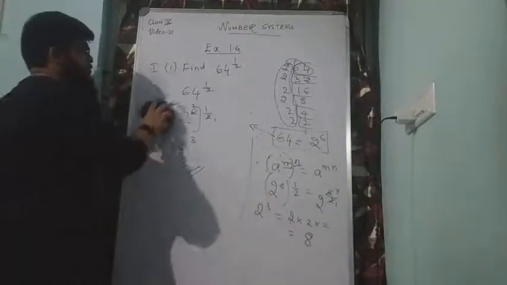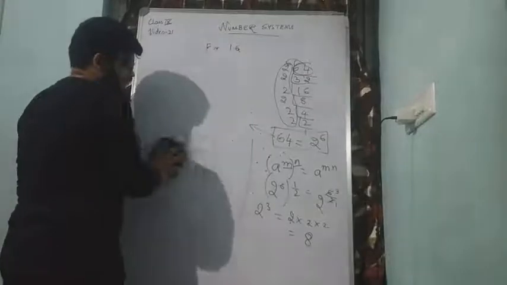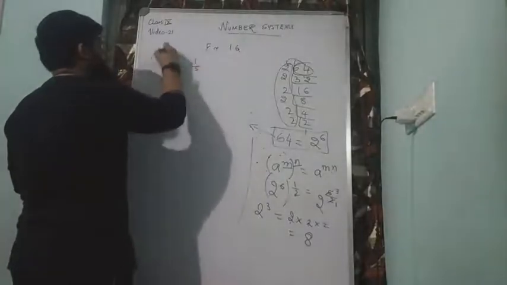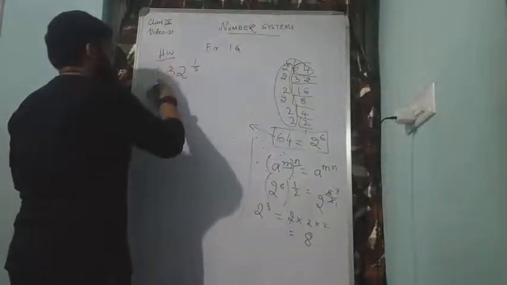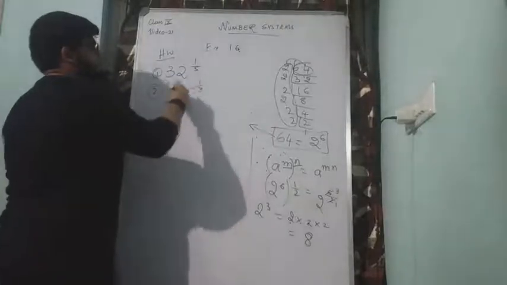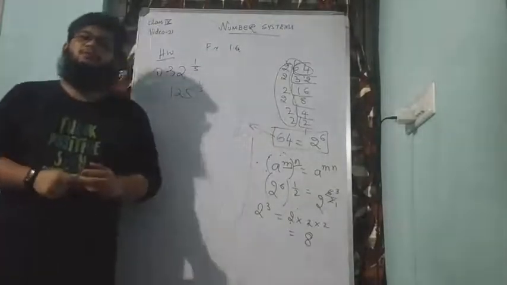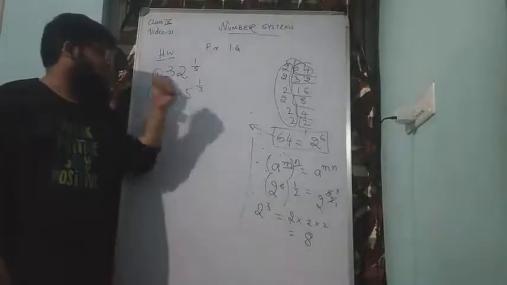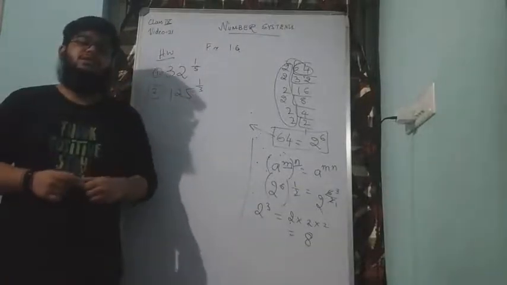Okay, so based on this, I will be giving you 2 questions as homework. Please try them and send across the solutions. 32 to the power of 1 by 5. This is your homework. And one more. 125 to the power of 1 by 3. Okay, so try to solve both the questions as homework and tell me what is going to be the solution of the questions, and let me know if there are any doubts.